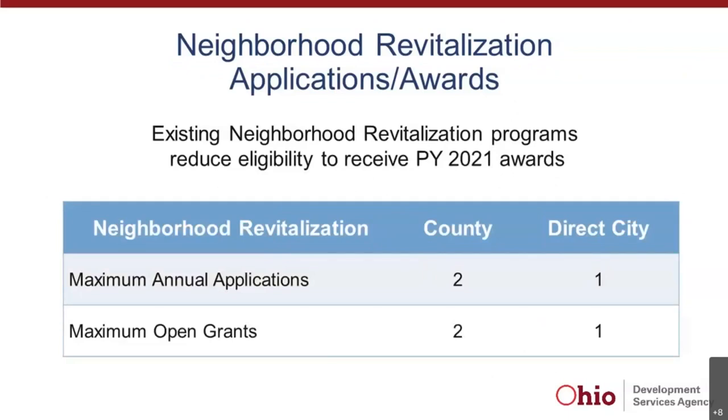The number of open grants impacts eligibility for new awards. Counties can apply for a maximum of 2 neighborhood revitalization grants and have no more than 2 grants open at a time. Cities may apply for a maximum of 1 neighborhood revitalization grant and have no more than 1 grant open at a time.